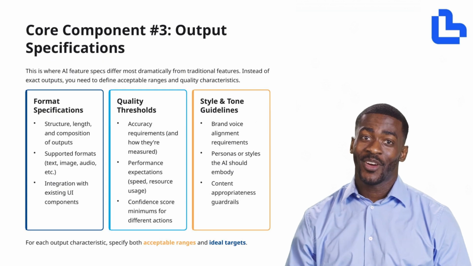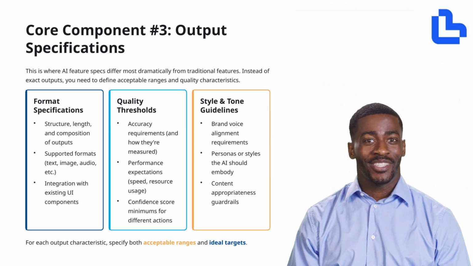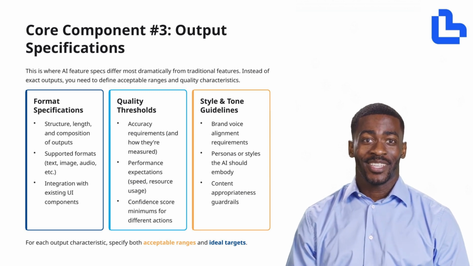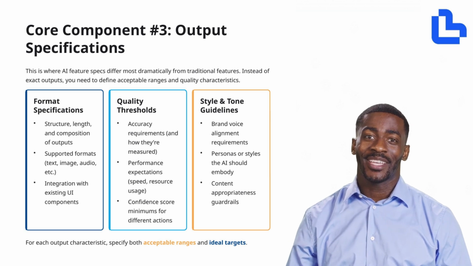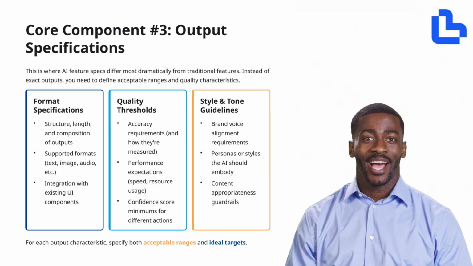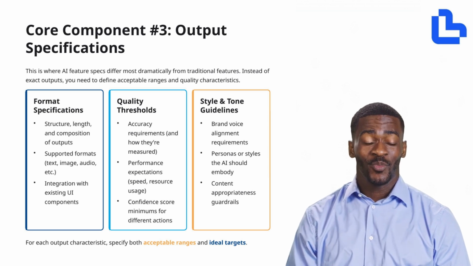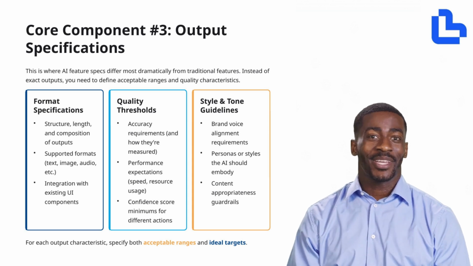Now let's explore the third core component of an AI feature specification: output specifications. This is where things really start to diverge from traditional software specs. In conventional systems, we define exact outputs. But with AI, we need to think in terms of acceptable ranges, quality characteristics, and user experience alignment.